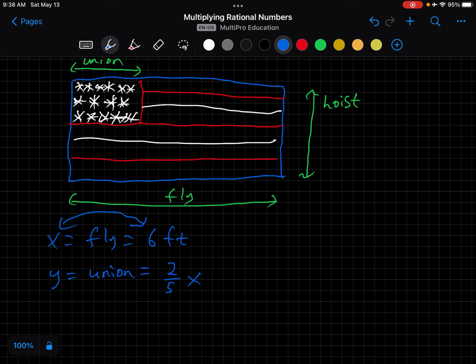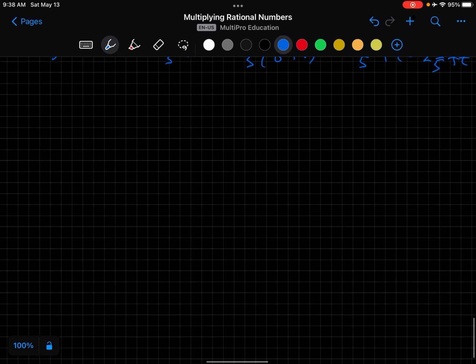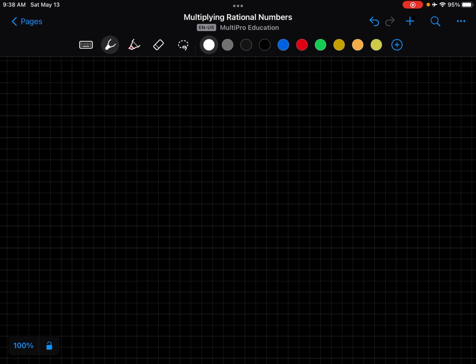And so we know that x is 6 feet. So we can plug that in here. We can say 2/5 times 6 feet. This is 12/5 foot, or we can say 2 2/5 foot. Alright, so that's how long the union is if the fly is 6 feet. Pretty cool problem. I thought so anyways. Alright, let's look at another problem.